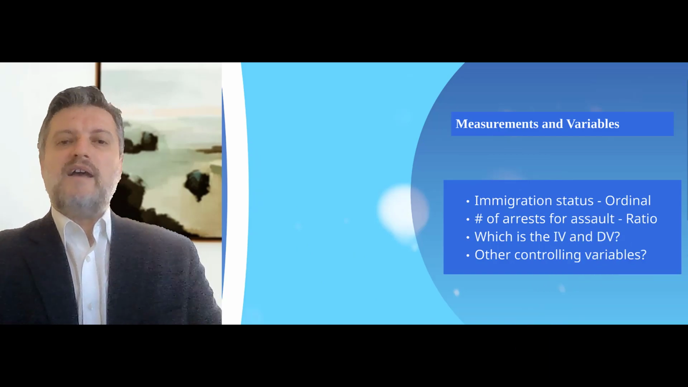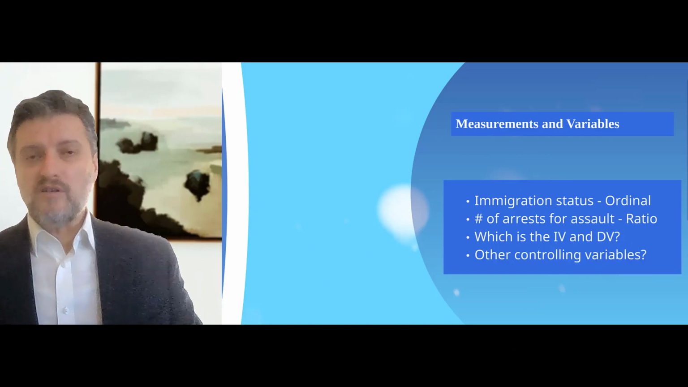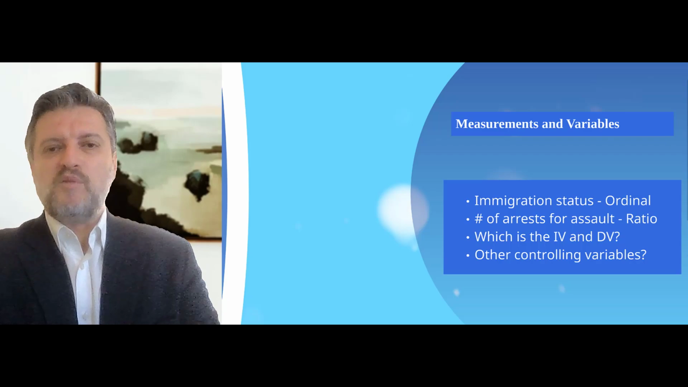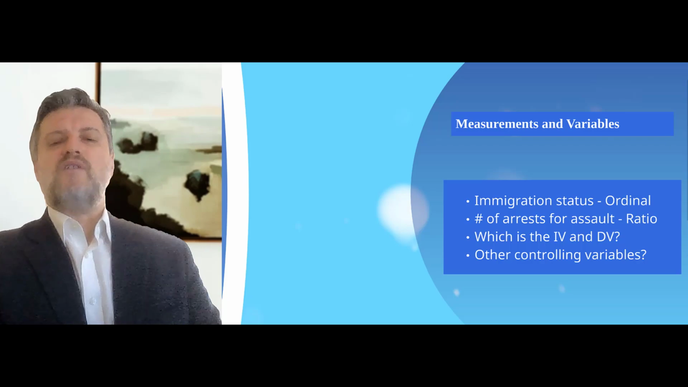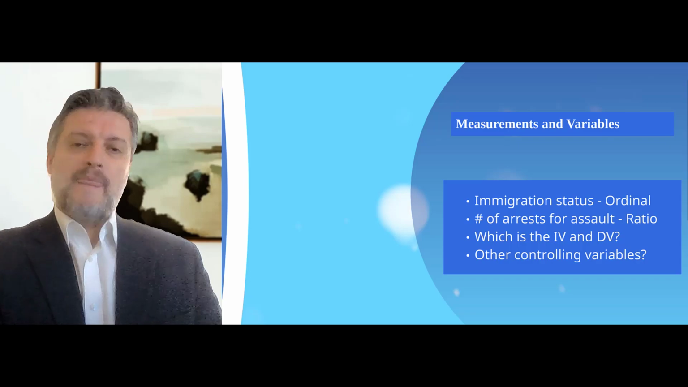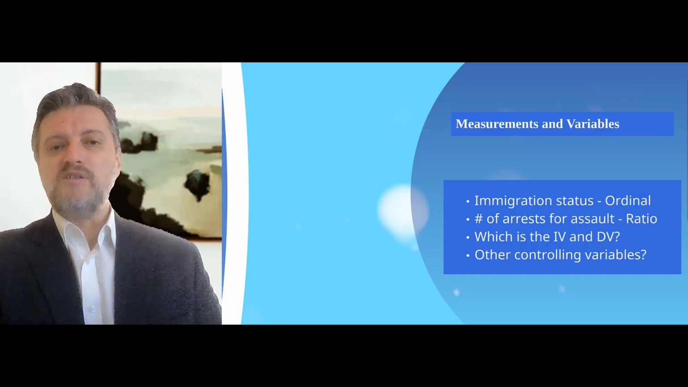We also need to identify which one is the causal variable or the independent variable, and which is the effect or the dependent variable. The predictor is the immigration status, and the dependent variable is the number of arrests for assault, because the relationship we are attempting to study looks at the effect that immigration status has on the outcome, the arrests. Of course, you would need to control for other variables to exclude other factors that might have contributed to the observed effect, say a decrease in the number of arrests for assault, other than the event of naturalization.